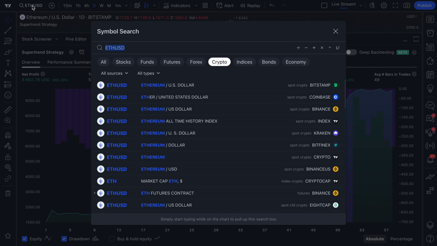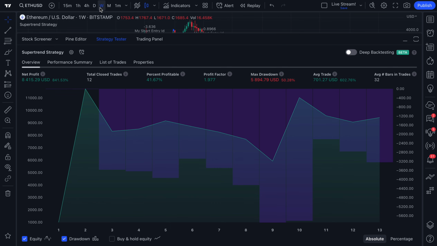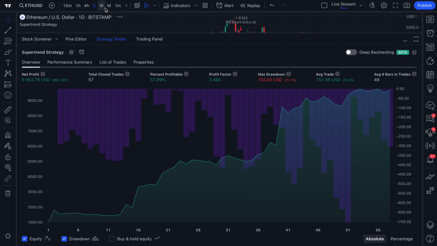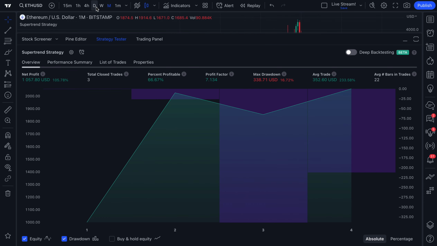In fact, you could even take the time to go through different asset classes to maybe better understand, does your strategy work better on stocks or does it work better on crypto? In addition, you could take the time to go through different time frames. Weekly time frames versus daily time frames. How would your performance have done? Perhaps even a monthly time frame.